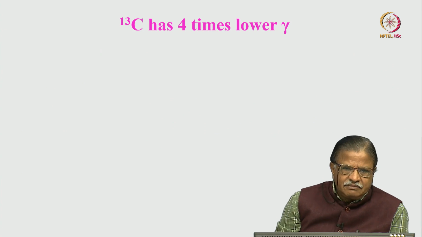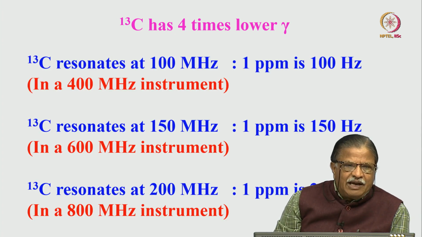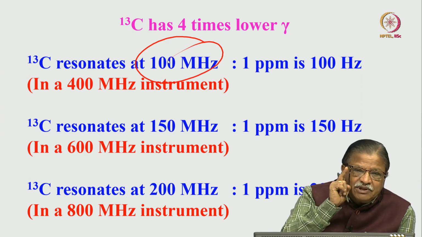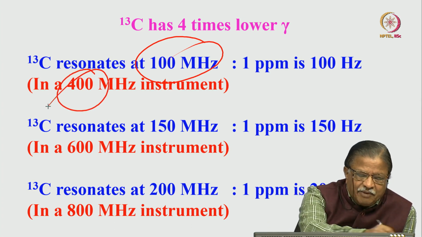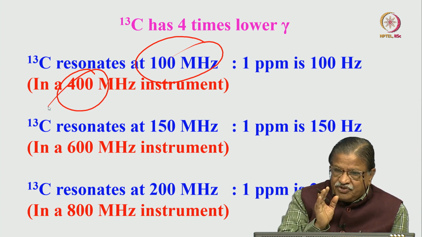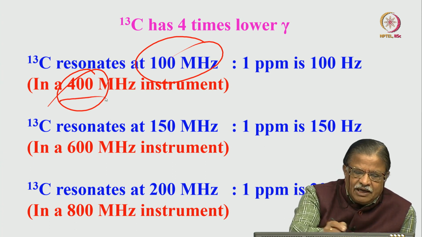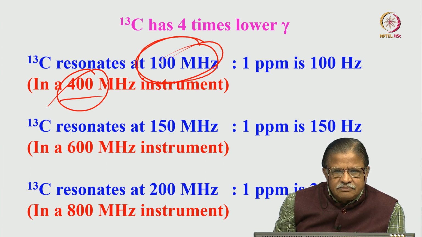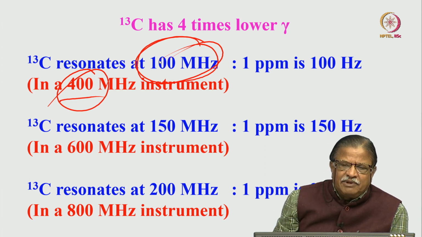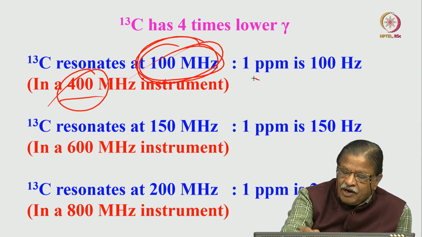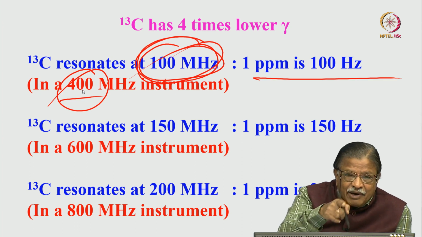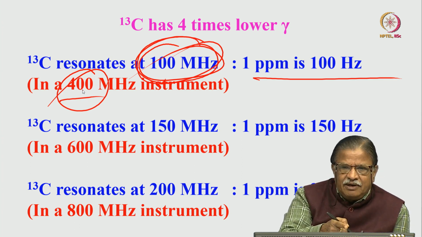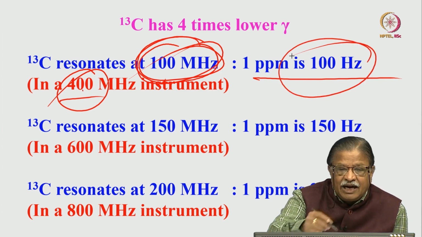In the same spectrometers, let us say I am going to measure carbon 13. I detect carbon 13 NMR. Then what is my ppm value? For carbon 13, remember, gamma is 4 times smaller. That means its resonating frequency is 4 times smaller. I told you the spectrometer is always referenced to the proton frequency. So, in a 400 megahertz spectrometer, carbon 13 resonates at 100 megahertz. Then what is 1 ppm in the carbon 13 spectrum? 1 ppm at 100 megahertz means only 100 hertz. Though it is a 400 megahertz spectrometer, carbon 13 is resonating at 100 megahertz. As a consequence, 1 ppm for carbon in a 400 megahertz spectrometer is 100 hertz.